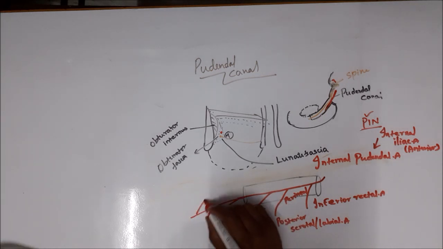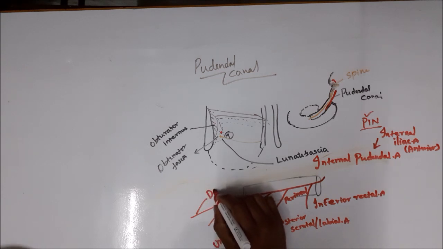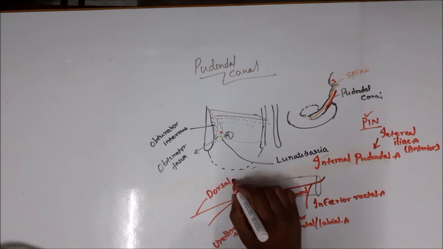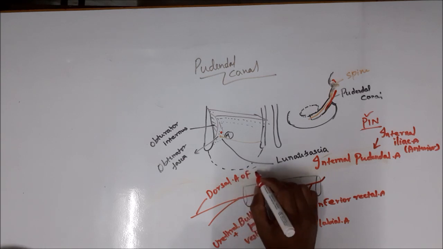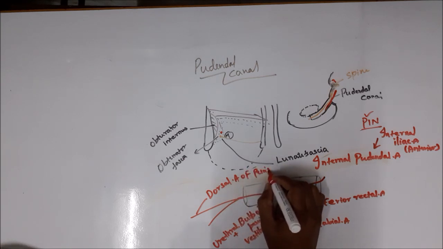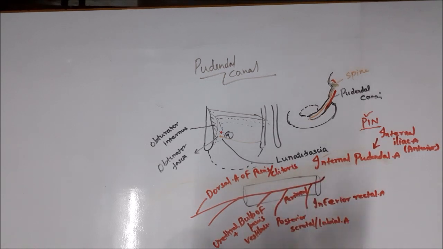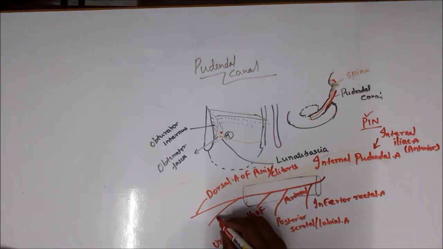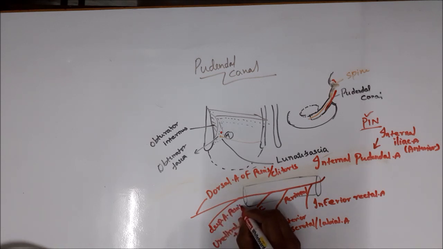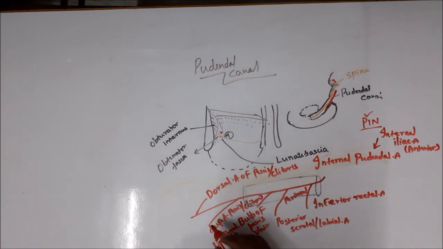One is going along the dorsal part of the penis, so dorsal artery of penis or clitoris, dorsal artery of clitoris. Then the other one is deep artery of penis or deep artery of clitoris.